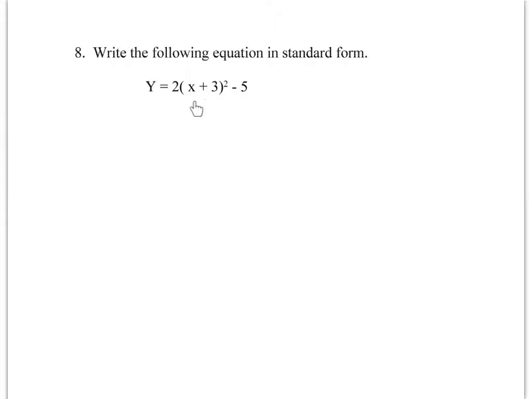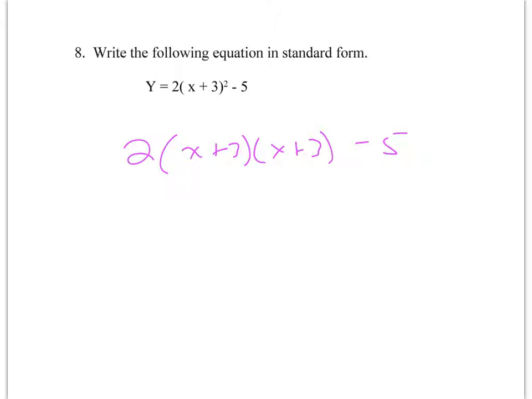So this, of course, is in vertex form. Our vertex is at -3 comma -5, and we know that. But if I want to write this in standard form, the ax squared plus bx plus c form, I'm just going to FOIL and simplify. So what I mean by that is I'm going to take this and write 2 times x plus 3 times x plus 3 minus 5.